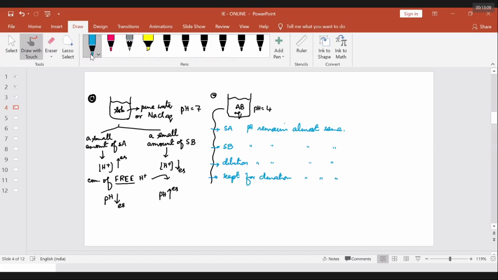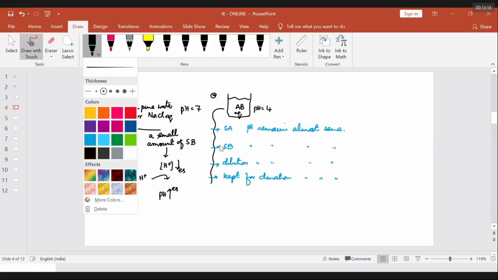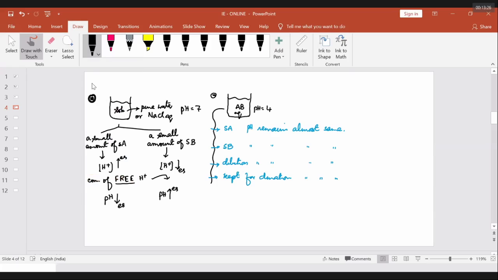Remember that this fellow is called a buffer solution. A solution whose pH remains almost the same even upon addition of a small amount of strong acid, a small amount of strong base, upon dilution or upon keeping for long standing. If, for example, pH is not changing, that type of solution is known as a buffer solution. Take down this, I'll discuss later on. Take down this much.